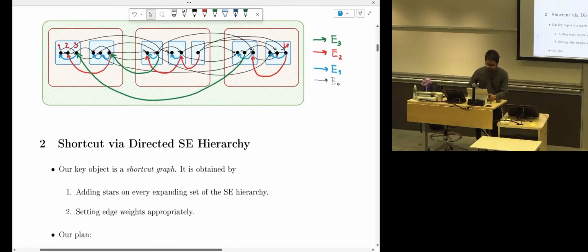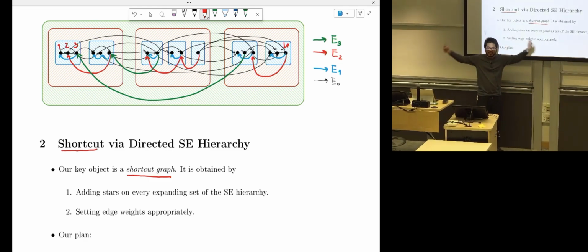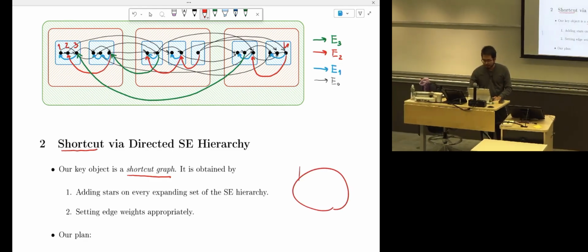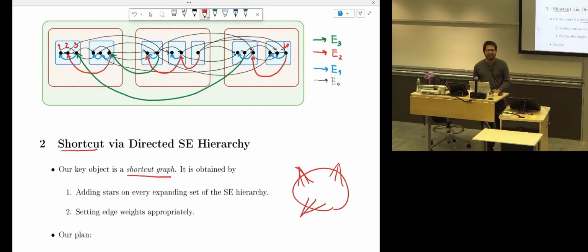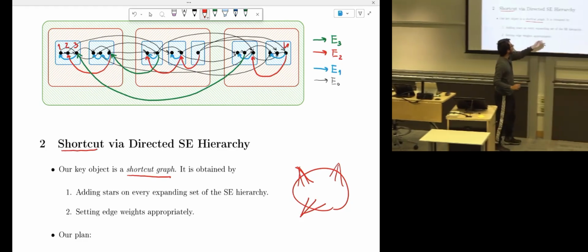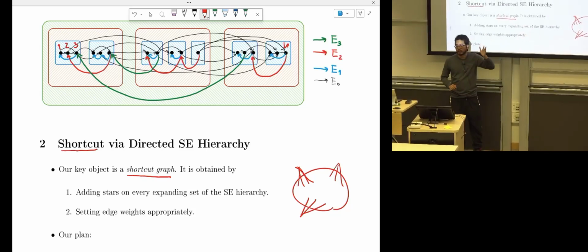And so now the key object is a shortcut. What we're going to do is to define a shortcut graph. The idea is we're going to add stars. You have the directed graph, and I just add a bunch of stars to this directed graph. Where do I add a star? I add it on the expanding sets from the hierarchy. We'll see precisely how.